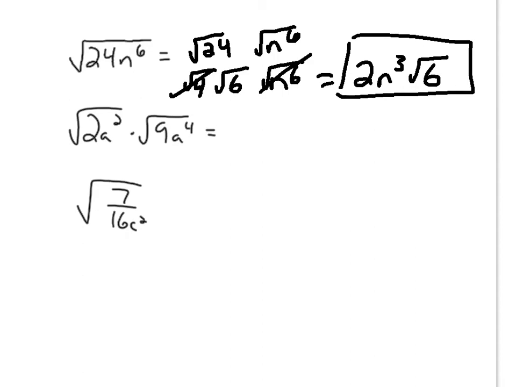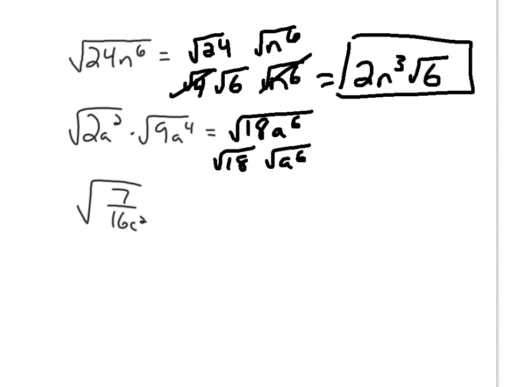Okay, for the next example, we've got the product of two square roots. So the first thing I'm going to do is combine these into one. So I'm going to make this the square root of this stuff multiplied together. Well, 2 times 9 is 18. And a to the second times a to the fourth is a to the sixth. Alright, and now I'm going to break these apart. So the square root of 18 times the square root of a to the sixth.